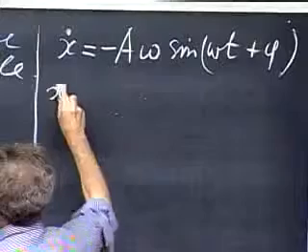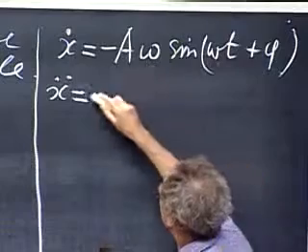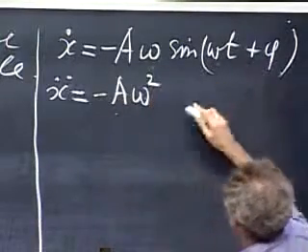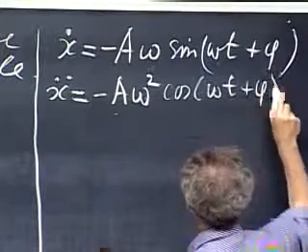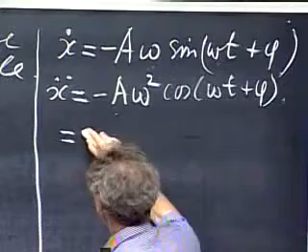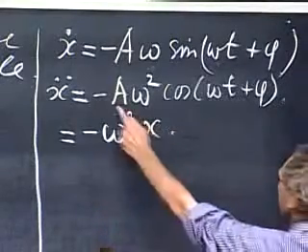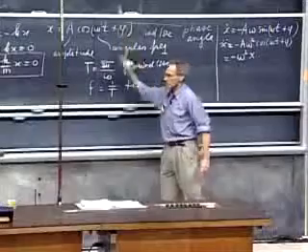x double dot. Now I get another omega out. So I get minus A omega squared. The derivative of the sine is the cosine. Cosine omega t plus phi. And that is also minus omega squared times x. Because notice I have a cosine omega t plus phi, which itself is x.